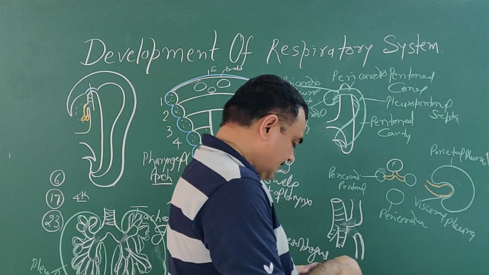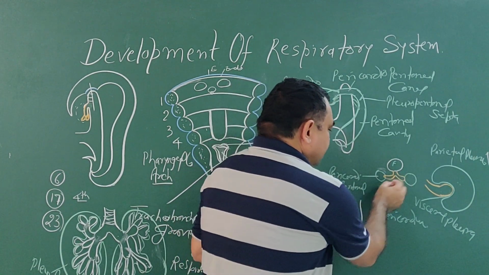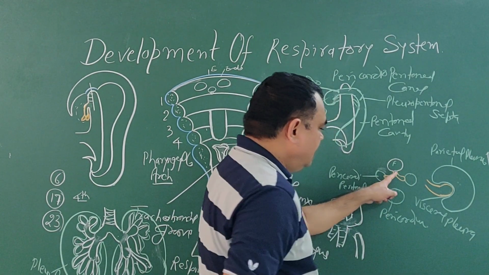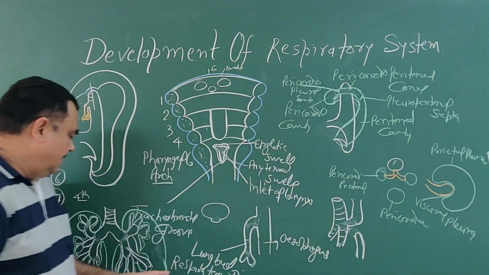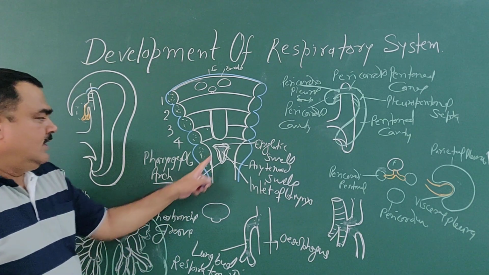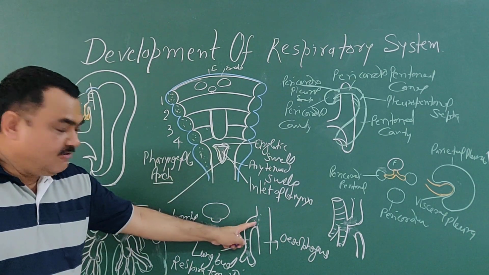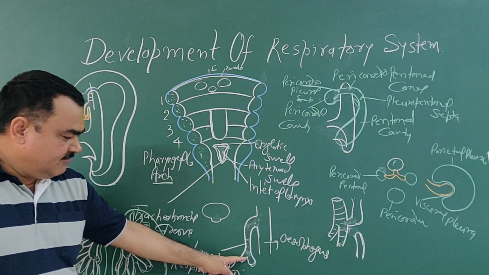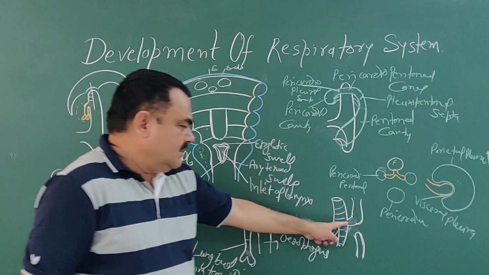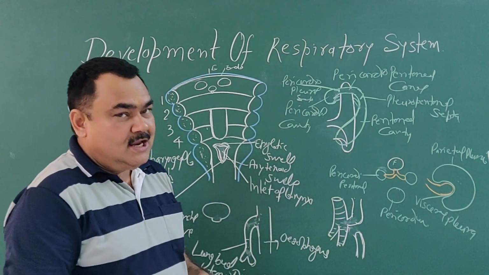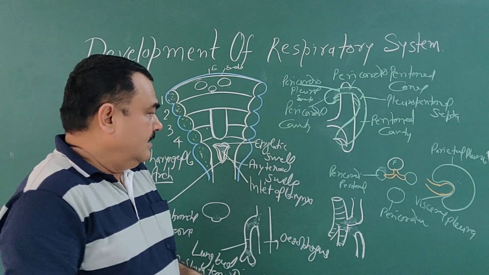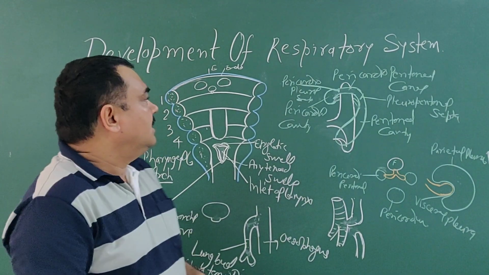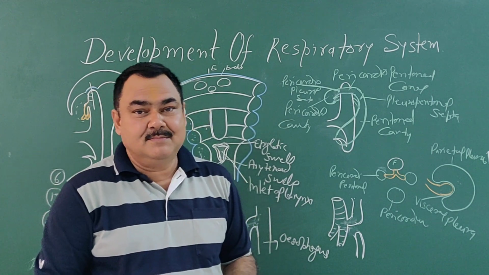Here gradually forms this part from the trachea. Here the larynx is formed, which I have already discussed, and then the trachea is formed here. And these are the congenital anomalies of the trachea, the tracheo-esophageal fistula. So this is all about the development of the respiratory system. Thank you.